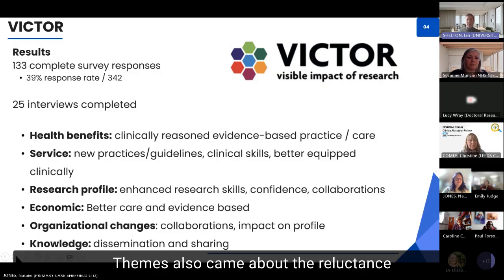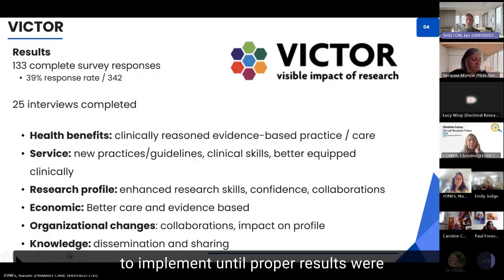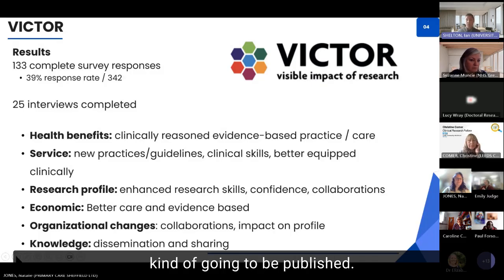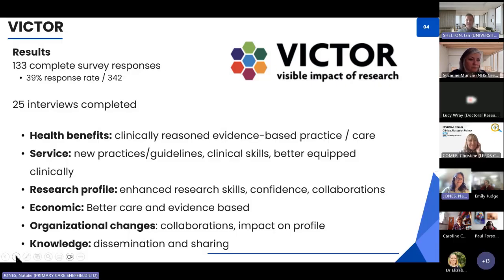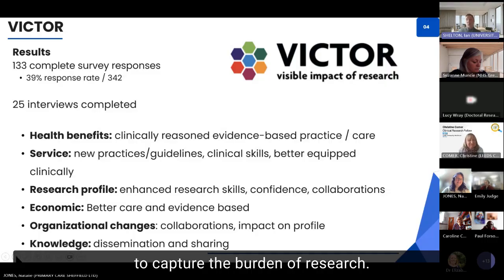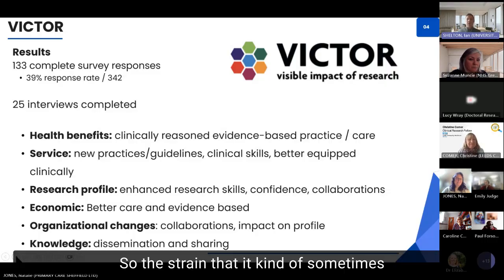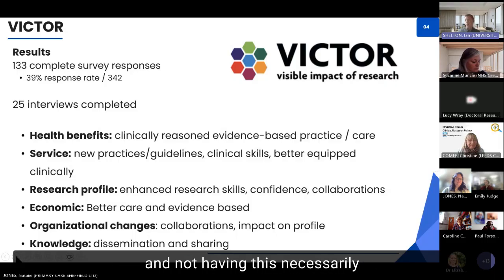Themes also came about the reluctance, once the trial had finished, to implement until proper results were going to be published. So these therapists, or therapists in general, tend to be a reluctant bunch, it would seem at times. And then it was also able to capture the burden of research, so the strain that it sometimes put on work-life balance. Particularly, lots of comments came around having time to engage in research and not having this protected, budgeted for, etc.